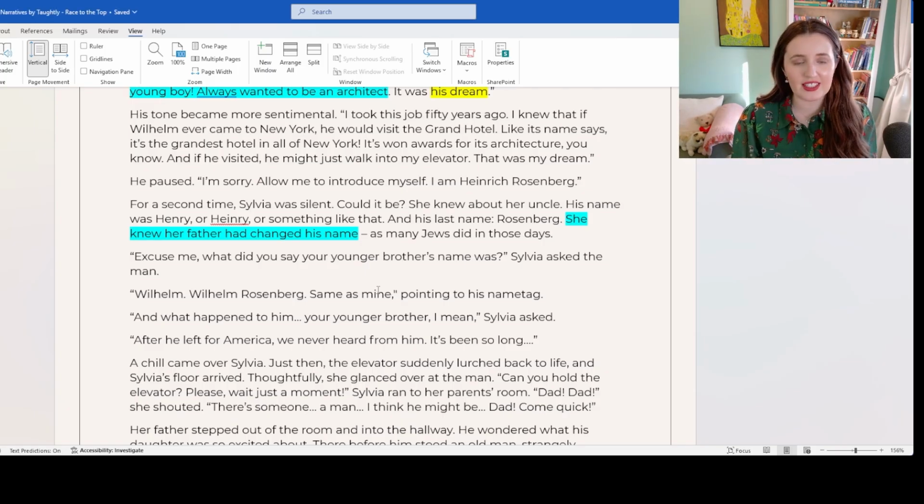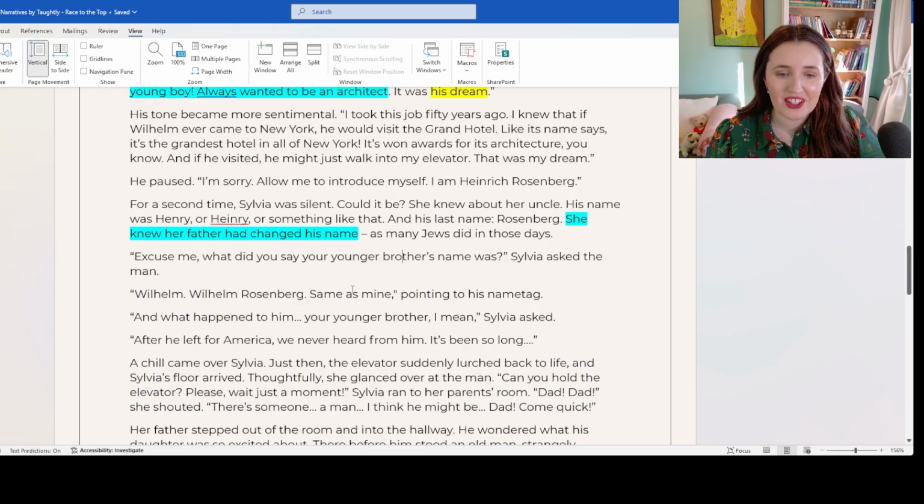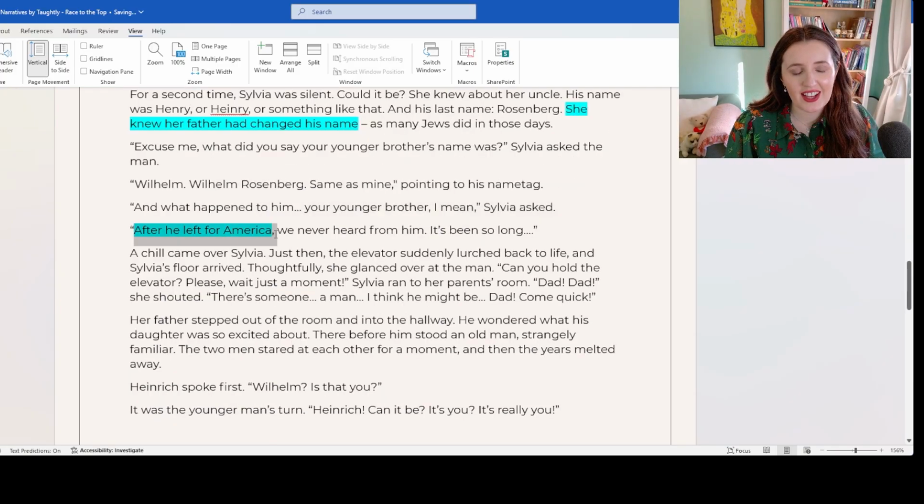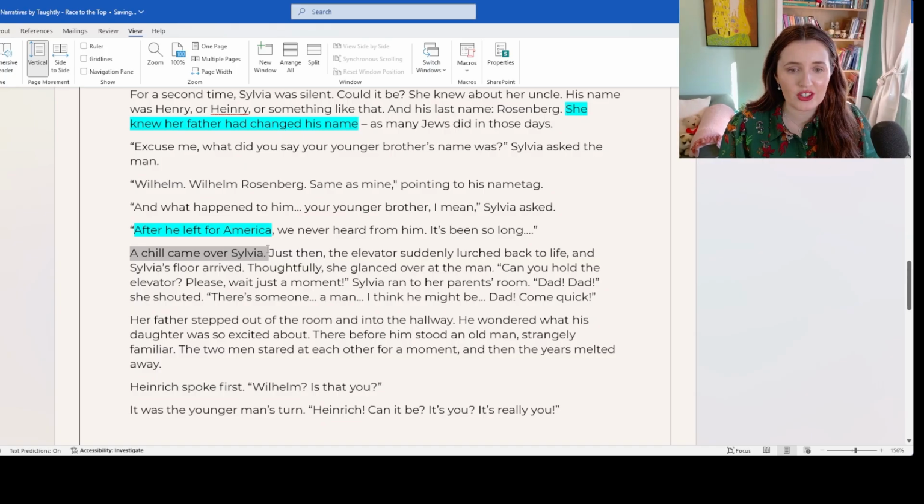So there's all of these layers of tension of, we need to realise it as a reader, then Sylvia needs to realise it, and then we want to see the brothers meeting and realising it themselves. So many layers of tension building one on top of the other. Then Sylvia starts to realise it after Heinrich says his brother had left for America, and this is when the chill comes over Sylvia and she jumps out of the elevator.